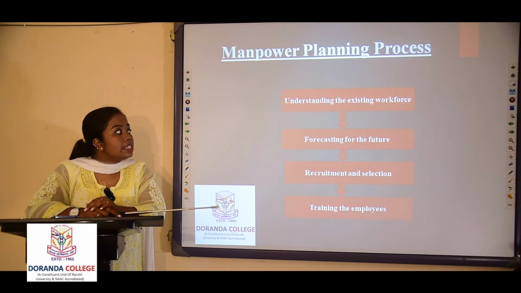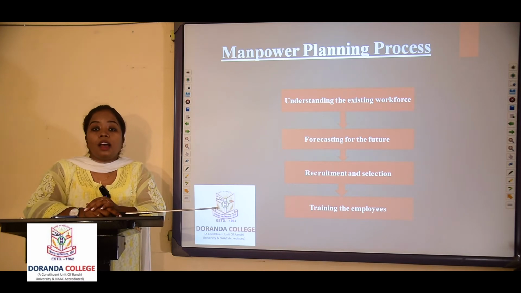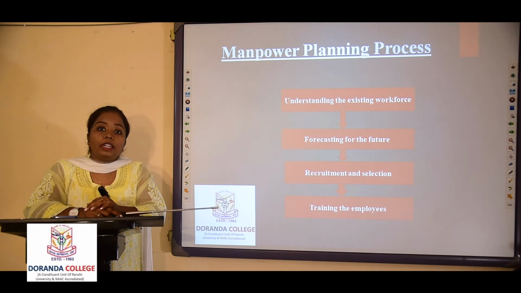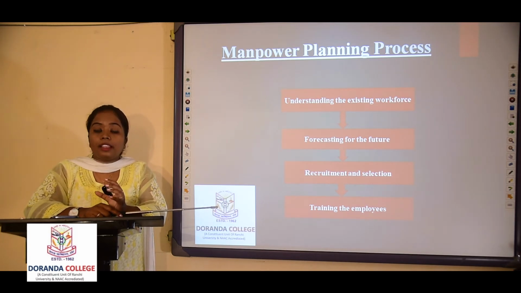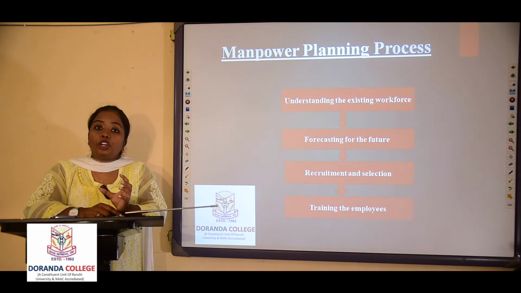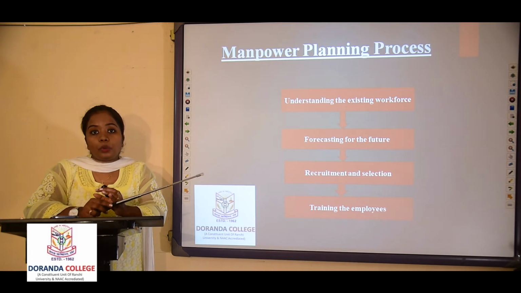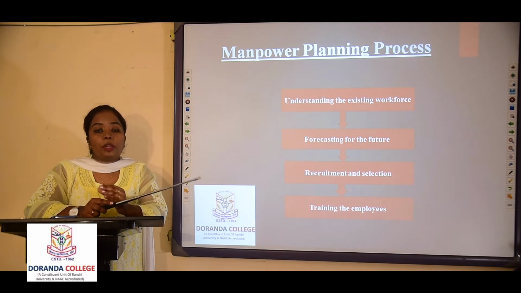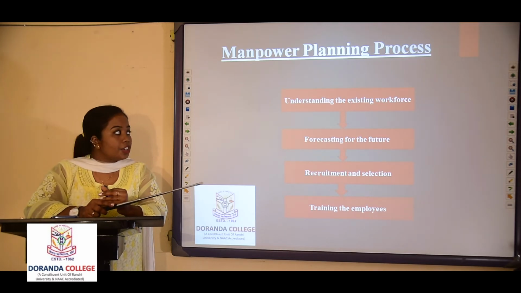Firstly, understanding the existing workforce. It is very important that you understand the workforce, all the people who work in your industry. That means you need to analyze what sort of people are already there in your organization: their skill, their way of working, as well as the systematic way they carry out the work. If you understand them, you can already figure out how your work will be carried out and what sort of people you require in your organization.